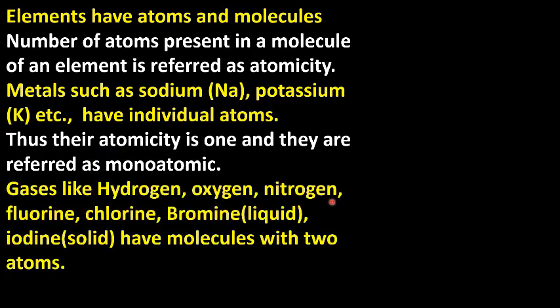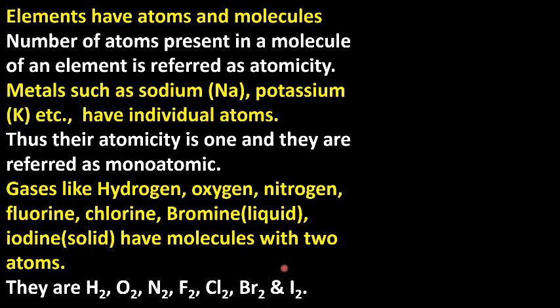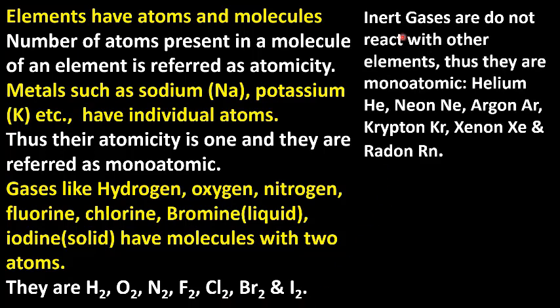Gases like hydrogen, oxygen, nitrogen, fluorine, chlorine, and of course bromine is a liquid, iodine is a solid. They have molecules with two atoms. Thus, their atomicity is 2. So, their molecules are H2, O2, N2, F2, Cl2, Br2, I2. Thus, their atomicity is 2.